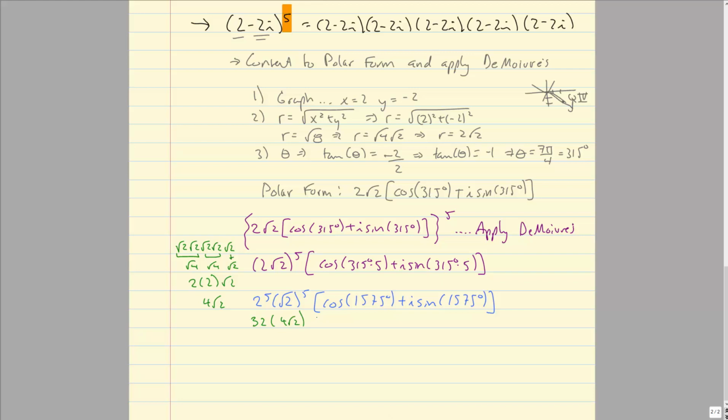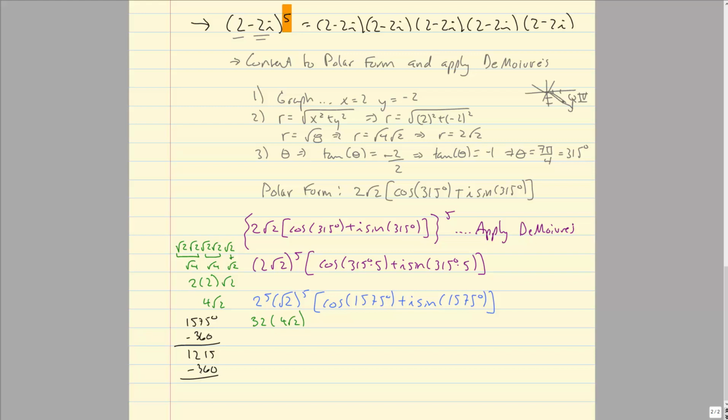Now, 1,575 degrees. Let's figure out what's going on with that. Well, that's multiple turns around the unit circle. So what I need to do is figure out how many times it turns around the unit circle, and then figure out where it lands and then work with that angle. So let's look at 1,575 degrees. What I want to do is subtract 360 as many times as possible until I get down to an angle that's less than 360. So subtracting one time would be 1215.